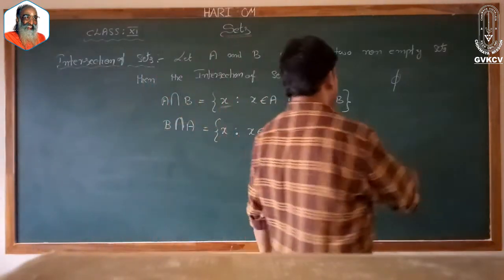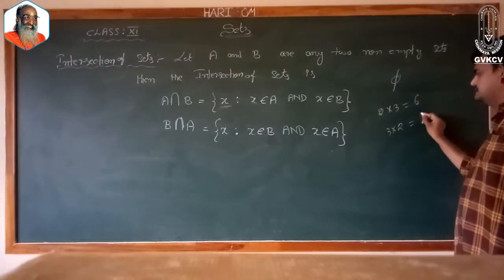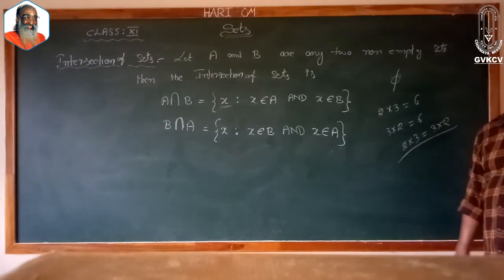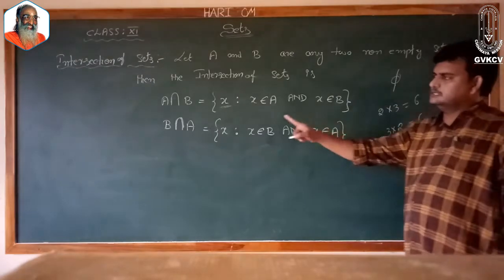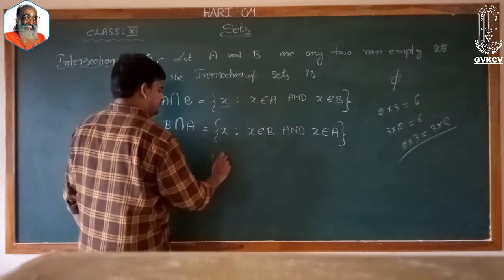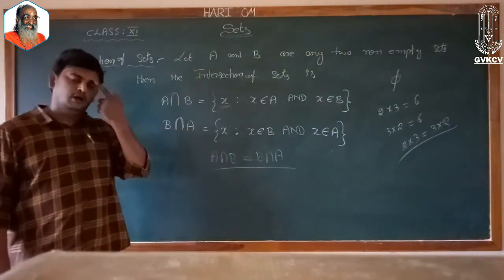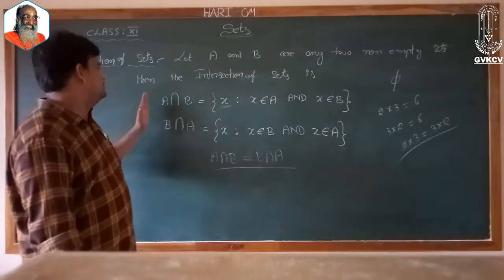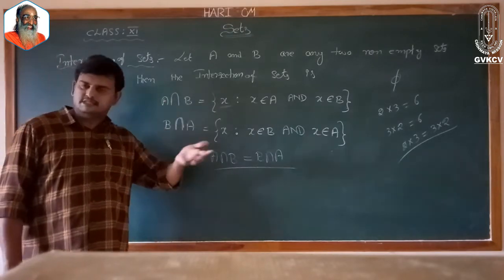Like multiplication. In numbers we have multiplication: 2 threes are 6, 3 twos are 6, meaning 2 into 3 is equal to 3 into 2. Like the product satisfies the commutative property, here also the intersection satisfies the commutative property. So A intersection B and B intersection A are both equal, which satisfies the commutative property. This is the definition of intersection.